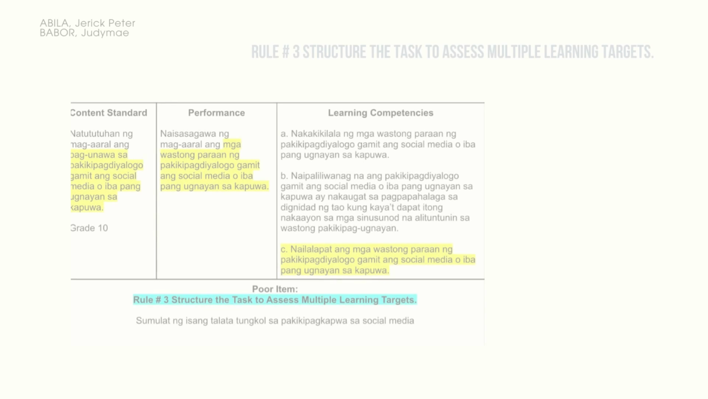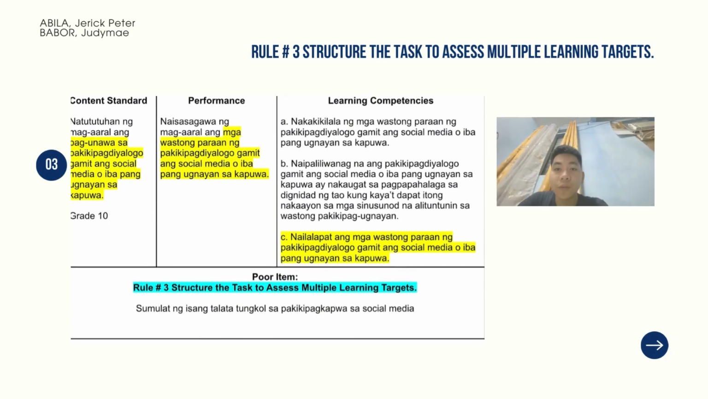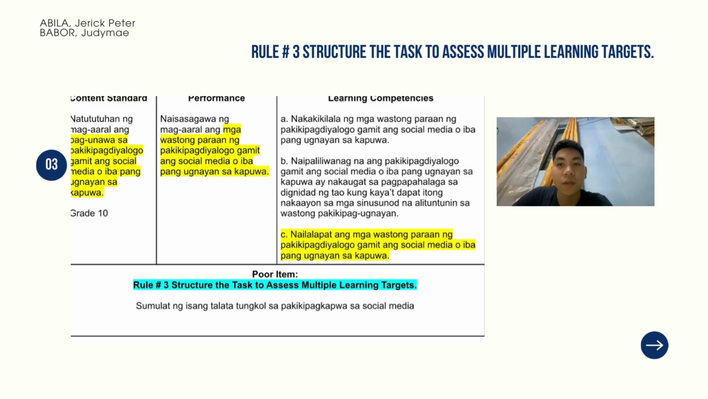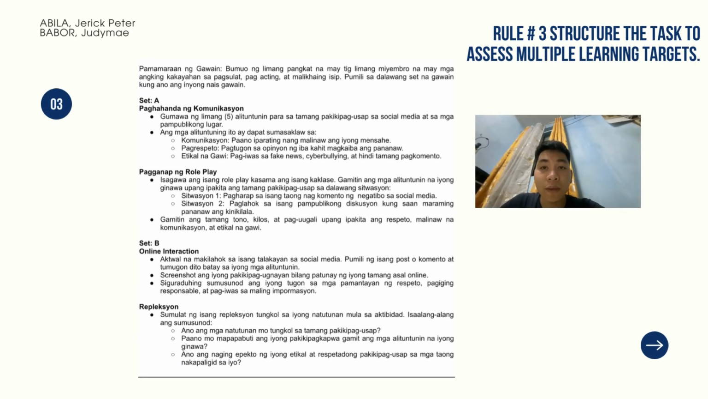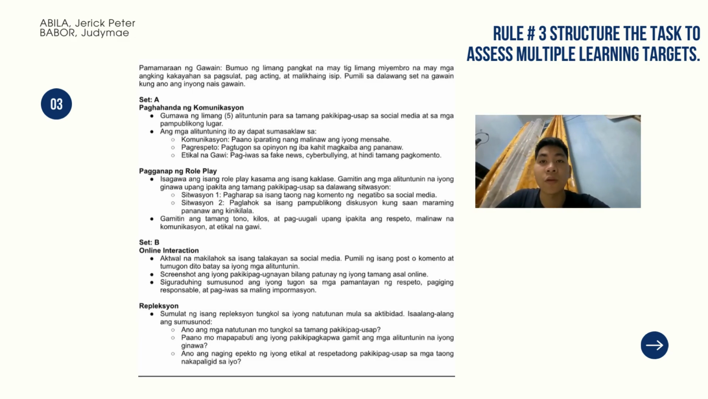That's an example of that. So we have now rule number 3, which is structure the task to assess multiple learning targets. So we have a poor item here that focuses on writing skills, which is sumulat ng isang talata tungkol sa pakikipagkapwa sa social media. So in our improve item, we have now set A and set B. In set A, paghanda ng komunikasyon, pagganap ng roleplay. In set B, we have now online interaction and reflection. So we have now multiple learning targets here in our assessment.